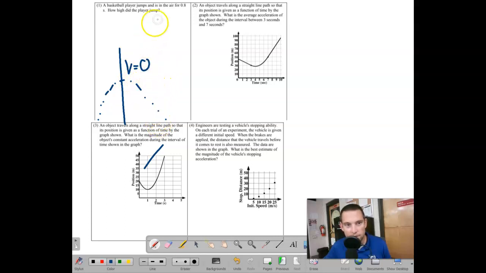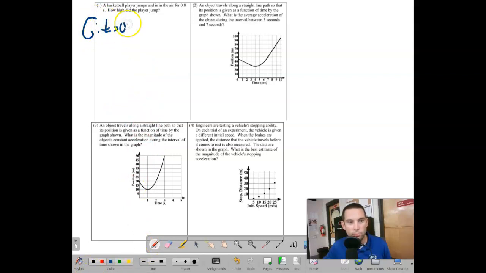Now the thing we have to notice is that even though we're given 0.8 seconds, the time that we are going to use is actually 0.4 seconds. Because it's half the time, we're only looking at half of the problem. So with that being said, we know the time is 0.4 seconds.